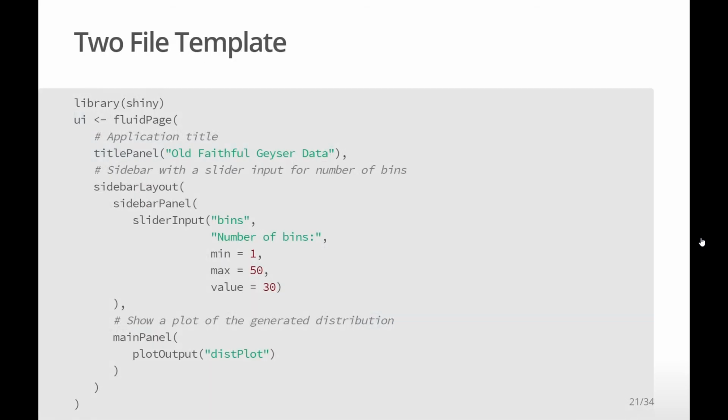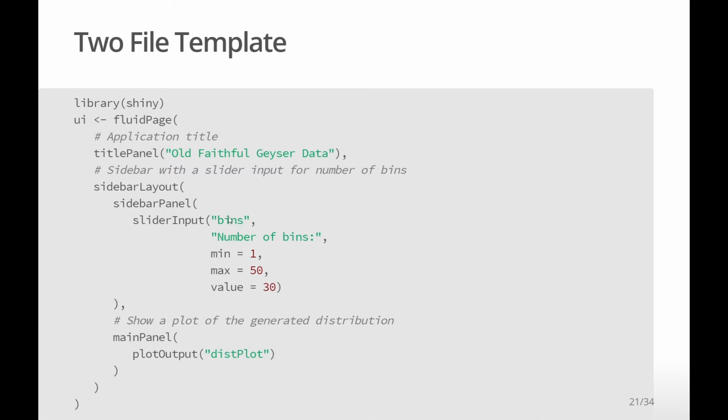Okay, so hopefully you've now done that, and this is what you would see at this point. You will have two files if you did the two file structure, and here's your first one. It takes that same exact layout that we just looked at. It saves a UI object, fluid page, title panel at the top, Old Faithful Geyser Data. And then it's using a default sidebar layout. So that needs a sidebar panel and a main panel.